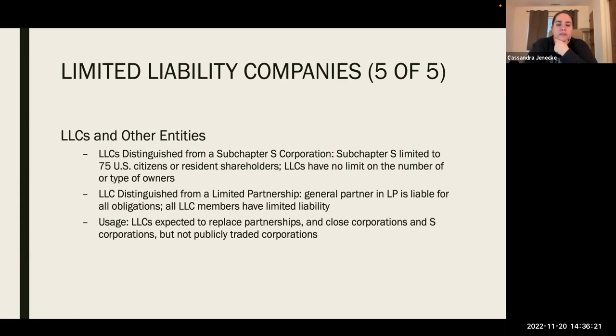We expect that LLCs will replace partnerships, closed corporations, which are even smaller, those are like 25 people and they have to be familially related, and S corporations, but not publicly traded corporations, because they're really solving two different problems, right? Corporations allow for a different methodology of capital injection and a different method of operation that an LLC could accommodate, but doesn't necessarily have to exist for that purpose. And so LLCs are generally easier than subchapter S, and they have less personal liability associated with an LP. So that's kind of why.